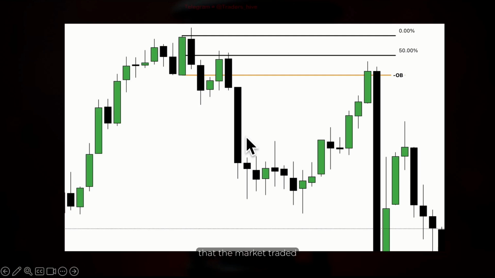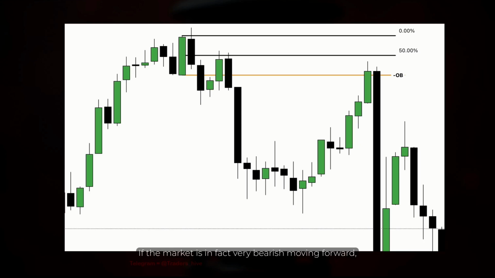Meaning, the moment that the market traded below this up close candle, a change in the state of delivery already took place. And therefore, what you can monitor is the following. You can monitor the price range of that up close candle and specifically the reaction to 50% of this up close candle. 50% of this up close candle is what we refer to as mean threshold.